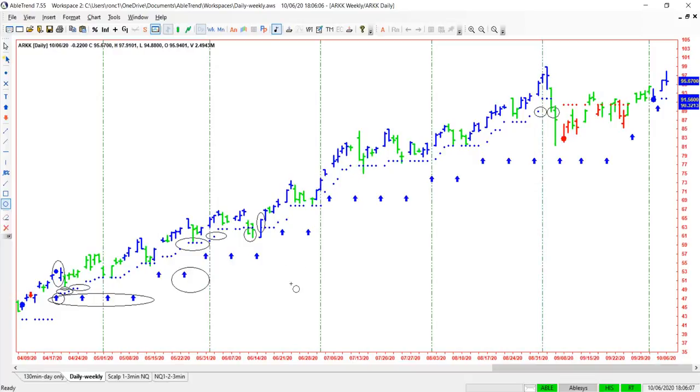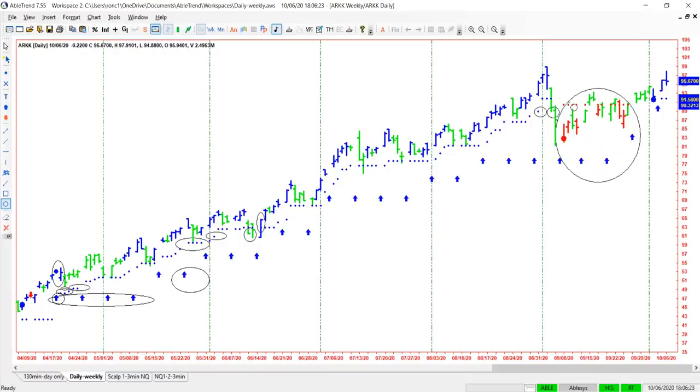So all these times it came back down $3, $4, $5 in the day, and you think, better get out, I'm giving back all my profit. Well, you don't get scared out of trades. That's what everybody says about Abletrend. It keeps us in the trades a lot longer. Don't get scared out so easily. I rode this one all the way up.